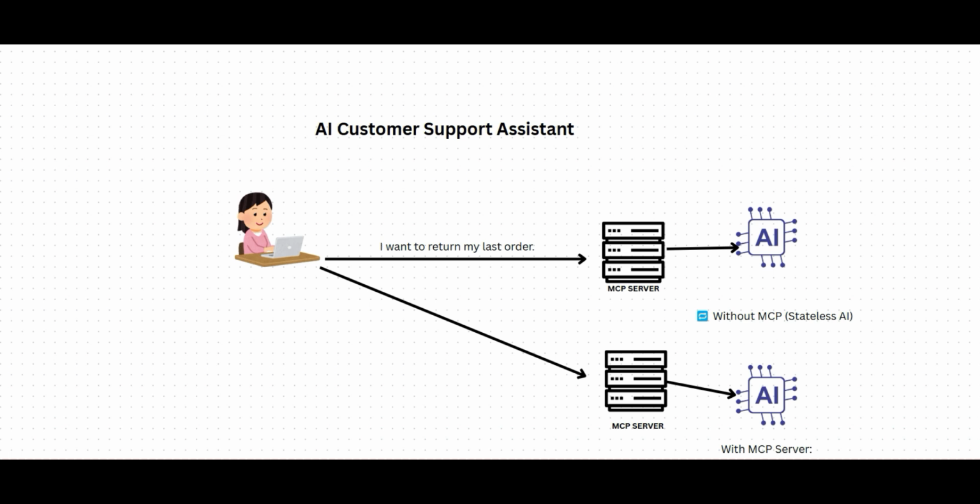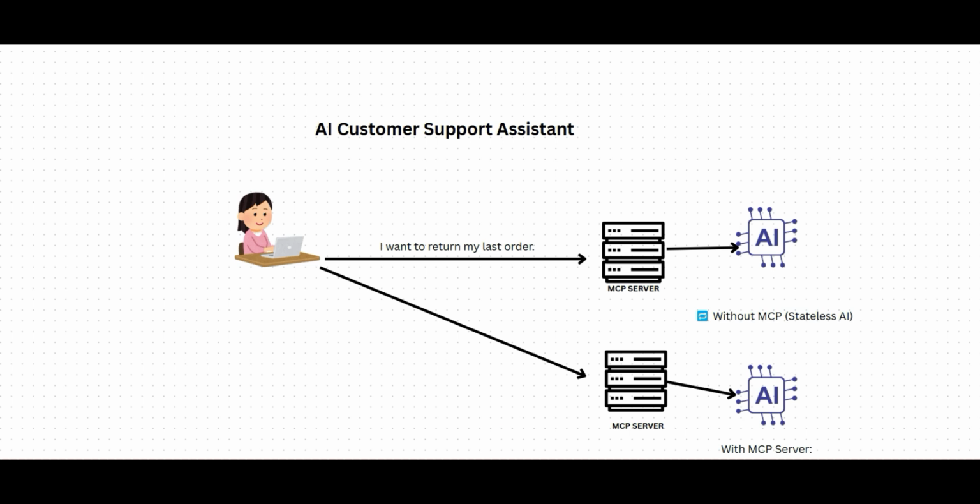So when the request is sent to the MCP server, it includes some user ID and the conversation ID. Then this MCP server fetches the last order details from the memory. It packages everything and forwards it to the AI model. And then the AI now knows what the last order was.